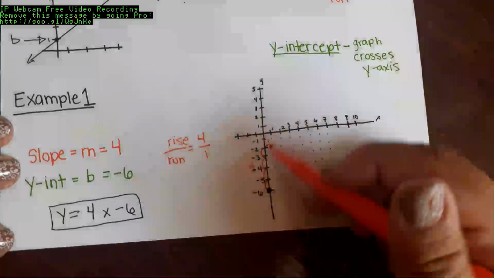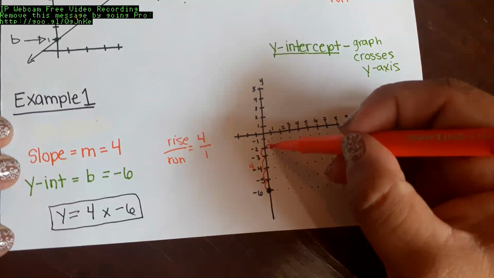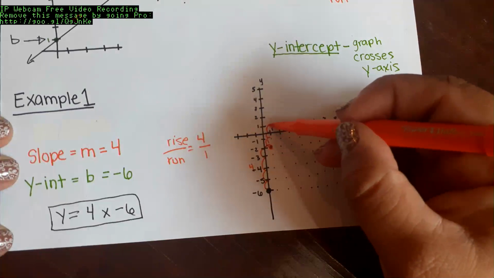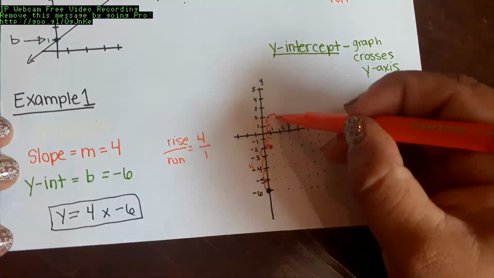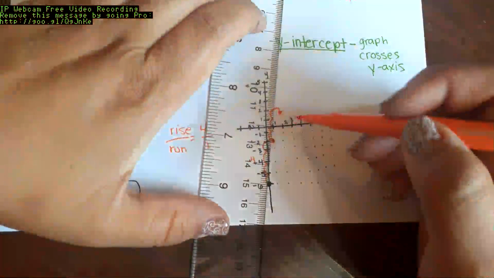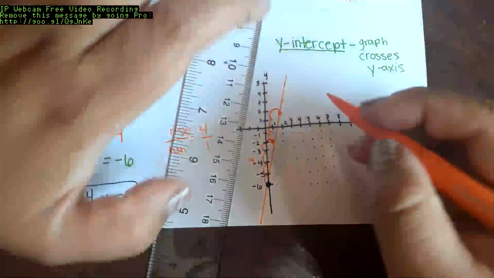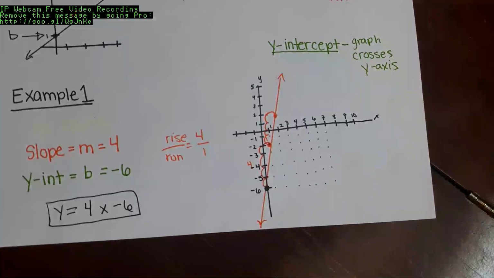I can't make my line with just 2 points, but let's just do it one more time for practice. I'm going to rise 4, 1, 2, 3, 4, and run 1. And if I connect all my points, then I'm going to get my line. So let's go ahead and practice this.